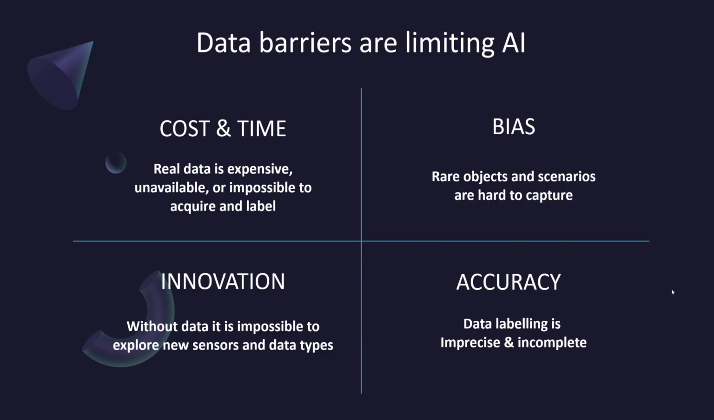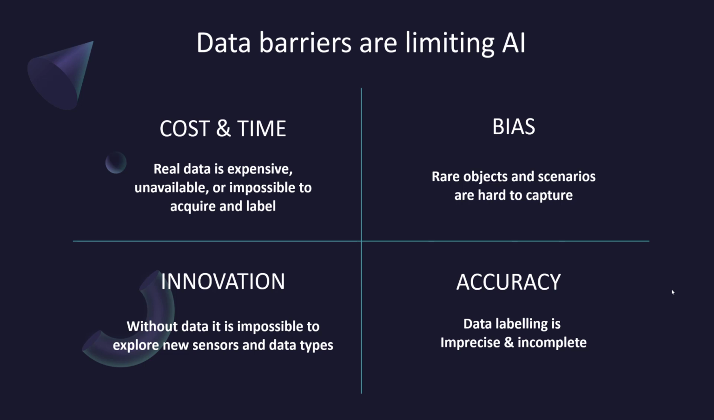We hear that there are tremendous barriers limiting the adoption of AI across the industry in a variety of cases, especially in the computer vision arena. Real data can be expensive, unavailable, or even impossible to acquire and label. Real data can only capture what can be observed in the wild. So rare objects and scenarios can be very hard to capture in adequate types or quantities of real data to train algorithms.